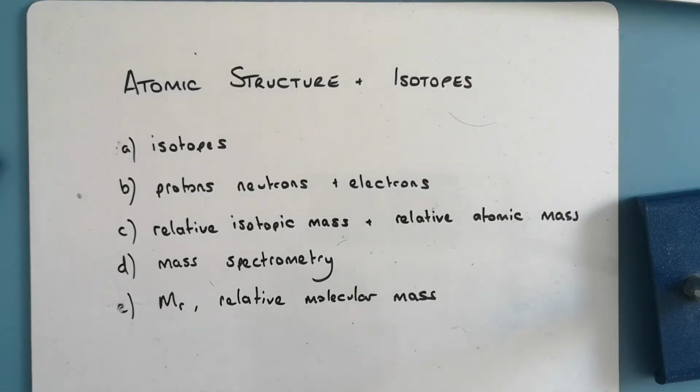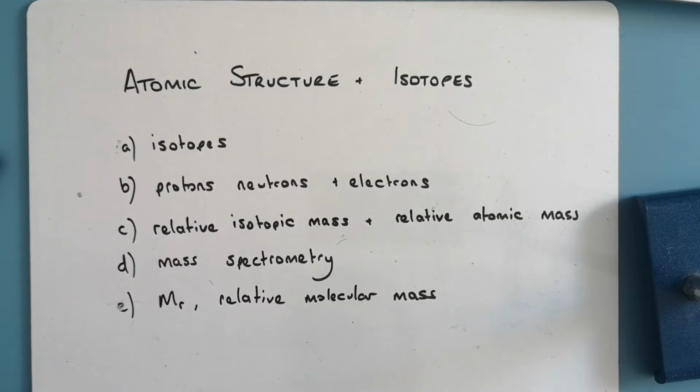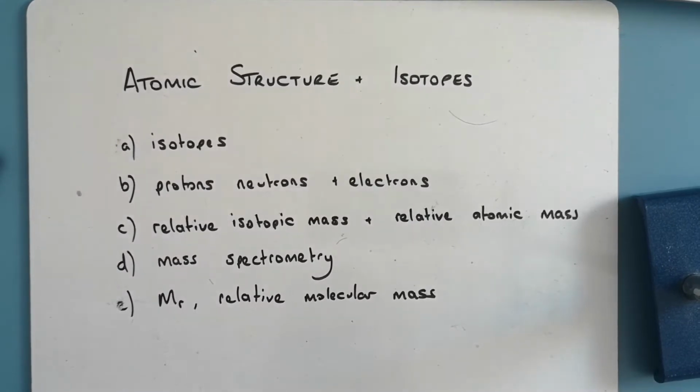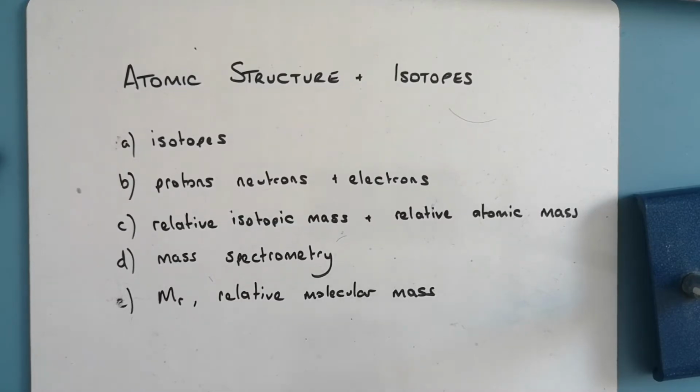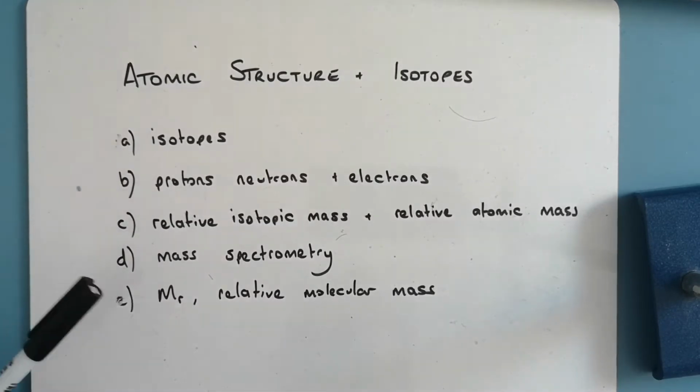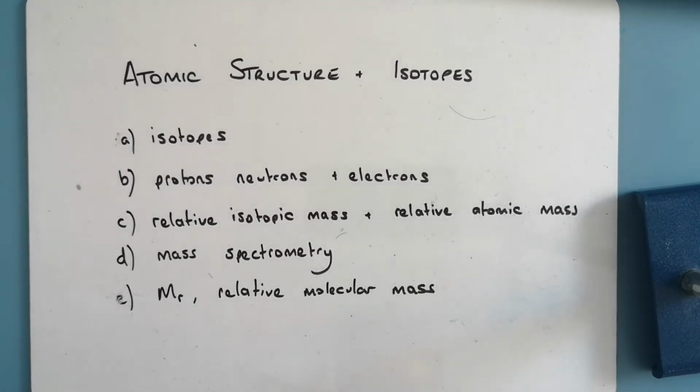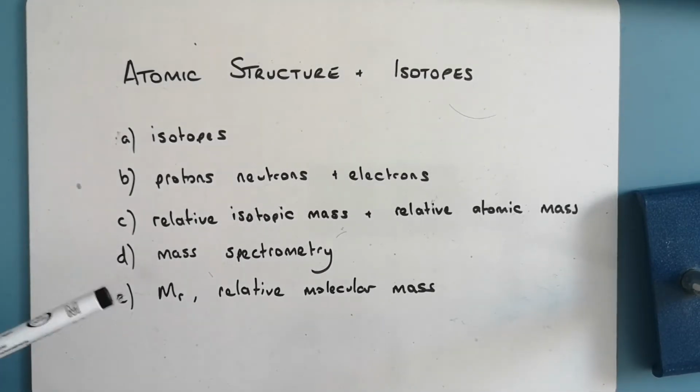This is going to look at atomic structure and isotopes from the OCR spec of A-level chemistry. There are 5 sections that it wants to cover in this particular part, and they cover isotopes, protons, neutrons and electrons, relative isotopic mass and relative atomic mass, mass spectrometry and relative molecular mass.